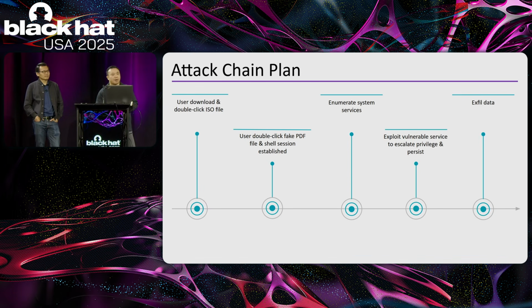With this environment set up, my attack plan would be, first, the user will download and double click on a fake meeting invite, which is an ISO file in this case. After they double click on the ISO file, it mounts to the file system as an external drive. The user will see a fake PDF file in there, which is actually an LNK file, and a TXT file in the drive. After the user double clicks on the PDF file, a shell session will be established back to my C2 server, and then I'll enumerate system services to find a vulnerable service, and once I find one, I'll exploit it to escalate privilege and persist. Since a system service is started at boot, it serves a double purpose for me as an attacker. Lastly, I'll exfil some data.